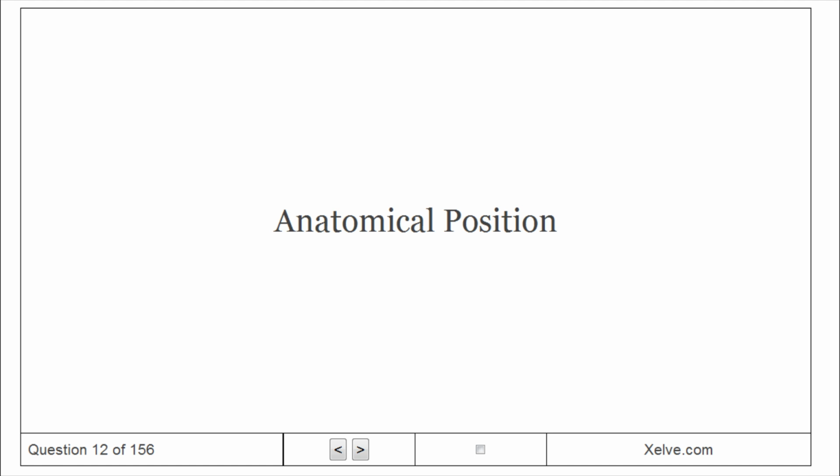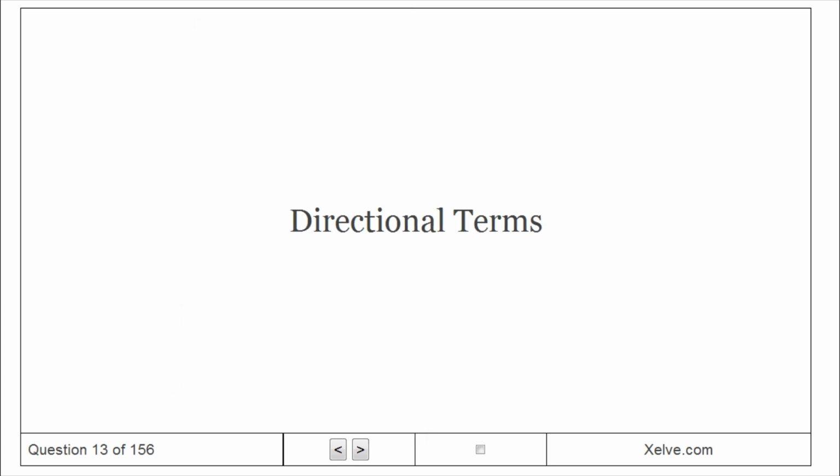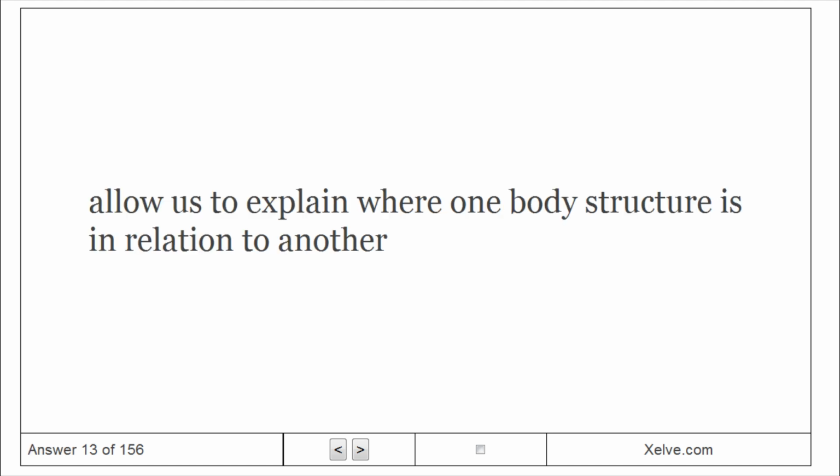Anatomical position: erect, feet forward, arms at side with palms facing forward, head facing forward, internationally. Directional terms allow us to explain where one body structure is in relation to another.